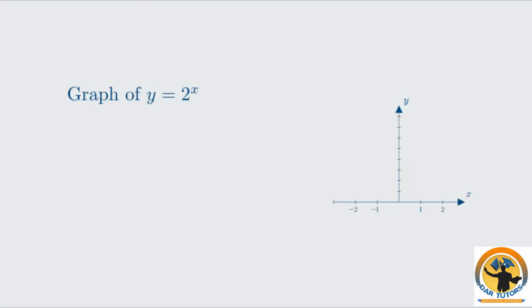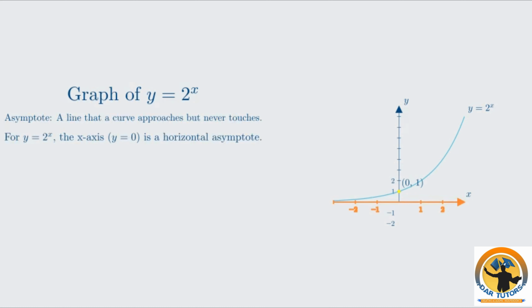Let's visualize this with a simple example. y equals 2 to the power of x. Notice a few key features. The graph passes through the point (0, 1). This is because any positive number raised to the power of 0 is 1. As x increases, the y value grows very quickly. As x decreases, the y value gets closer and closer to 0, but it never actually touches it. This line that the function approaches but never reaches is called an asymptote. For y equals 2 to the x, the x-axis, or the line y equals 0, is a horizontal asymptote.